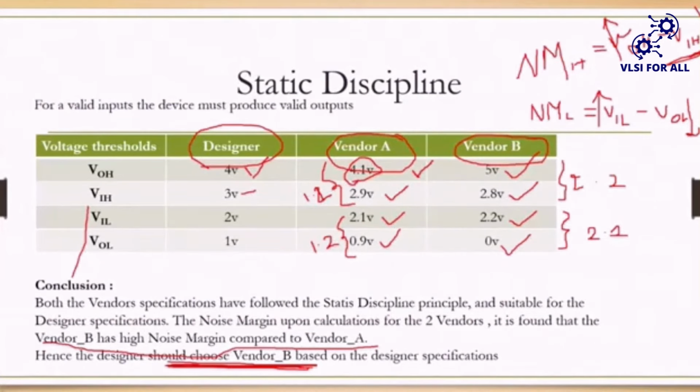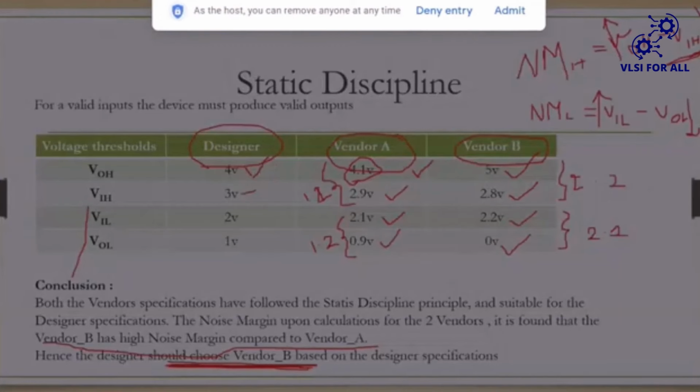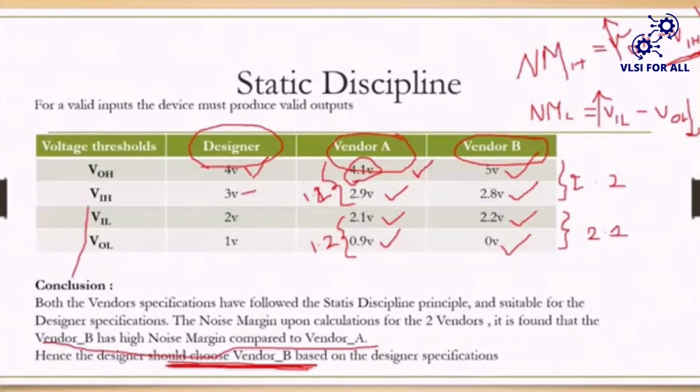One more thing, even though, for example, vendor B has high noise margin for NMH, but NML is very less, then you need to consider the smaller one only. And of course the budget is also important. If vendor A is coming for a less price, you can go with vendor A also. It is not always high noise margin only. It is about budget also. It is about finance also. You must have financial discipline as well.